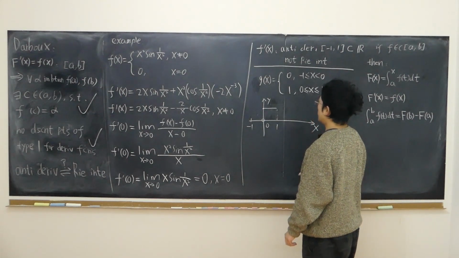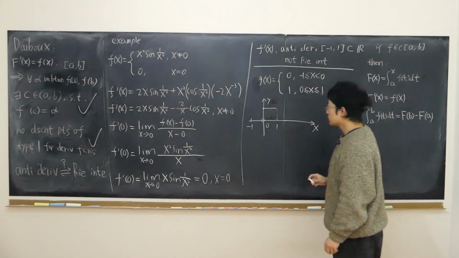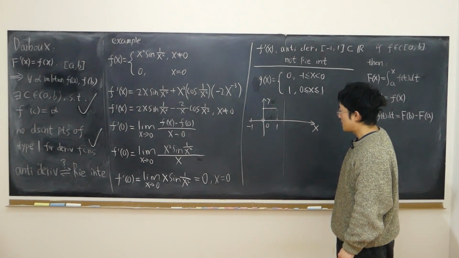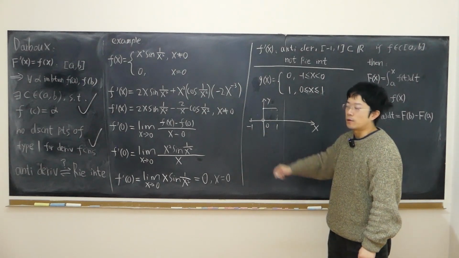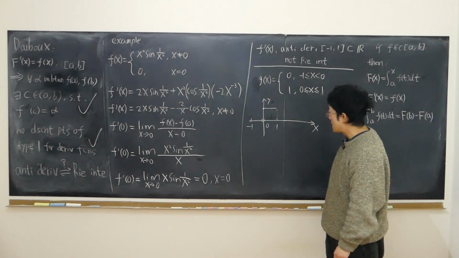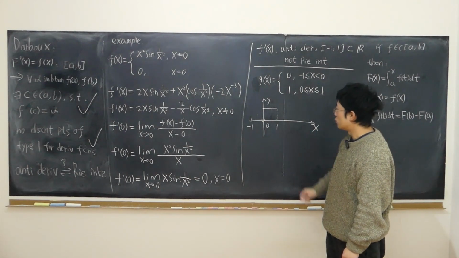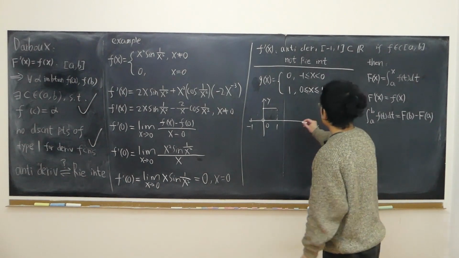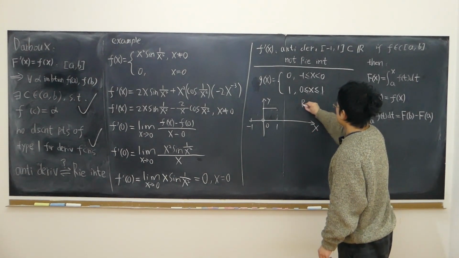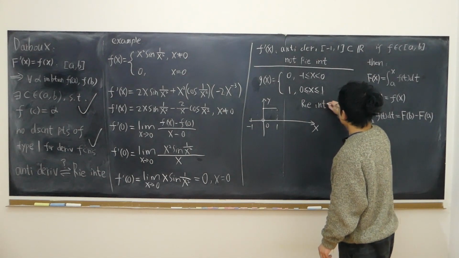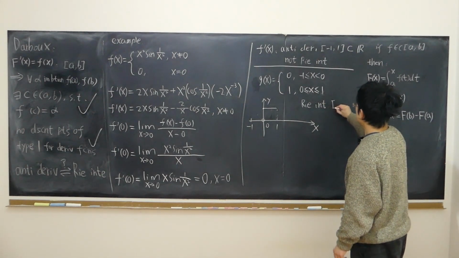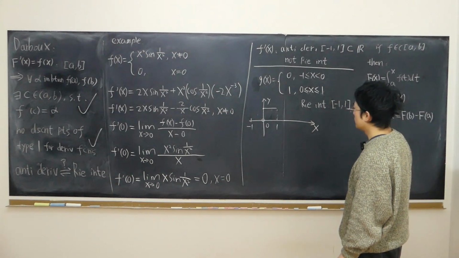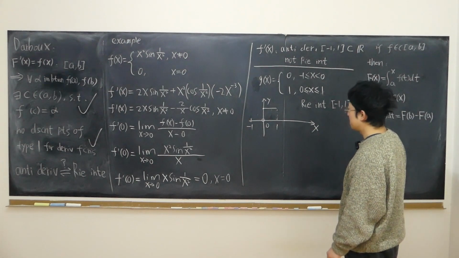Now, for this function, is it Riemann integrable? Obviously, yes. Just the area under the curve. From negative 1 to 0, the area under the curve is easily 0. The area under the curve from 0 to 1 is easily 1. So, indeed Riemann integrable over the interval -1 to 1. In fact, first of all, the function is bounded.